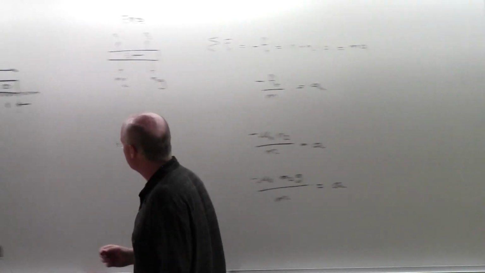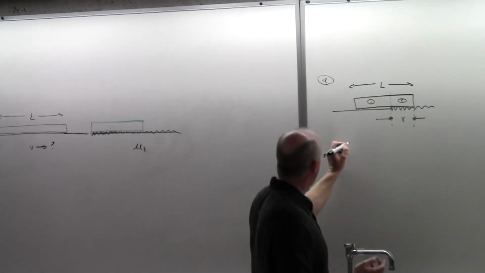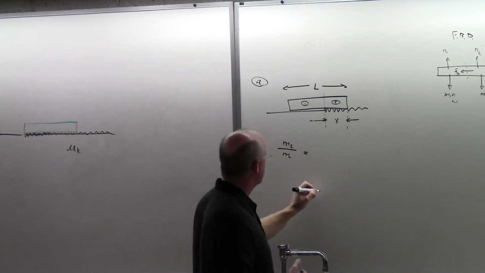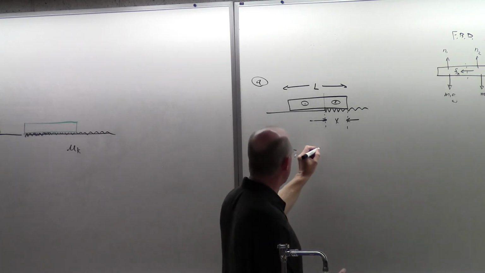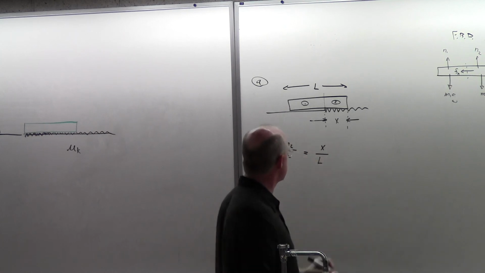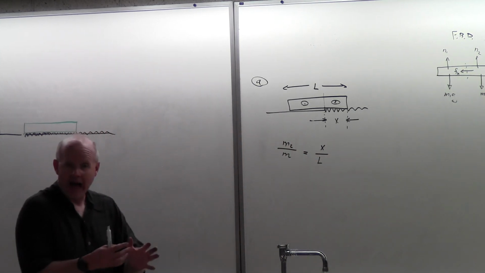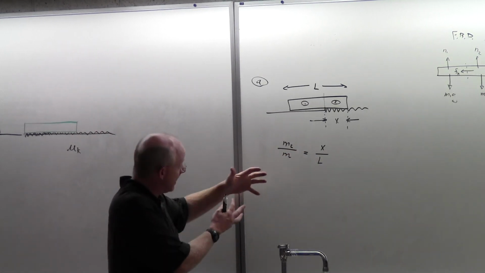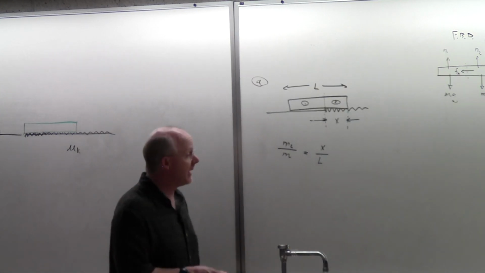Well, that kind of looks like a nice little algebra 1 proportionality. I mean, how much is mass number 2 compared to the total? They said the whole board was uniform, so wouldn't that be the same as how much x is to L, right? And so how much of the board is over the rough surface compared to the whole length would be the same as how much of the mass is over the rough surface compared to its total mass.